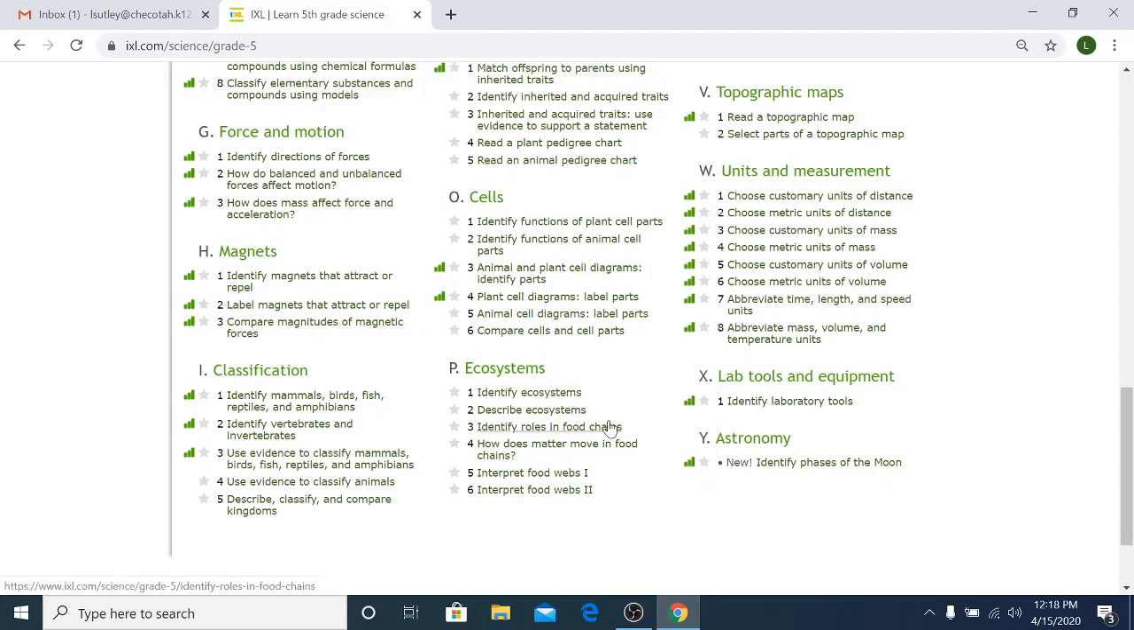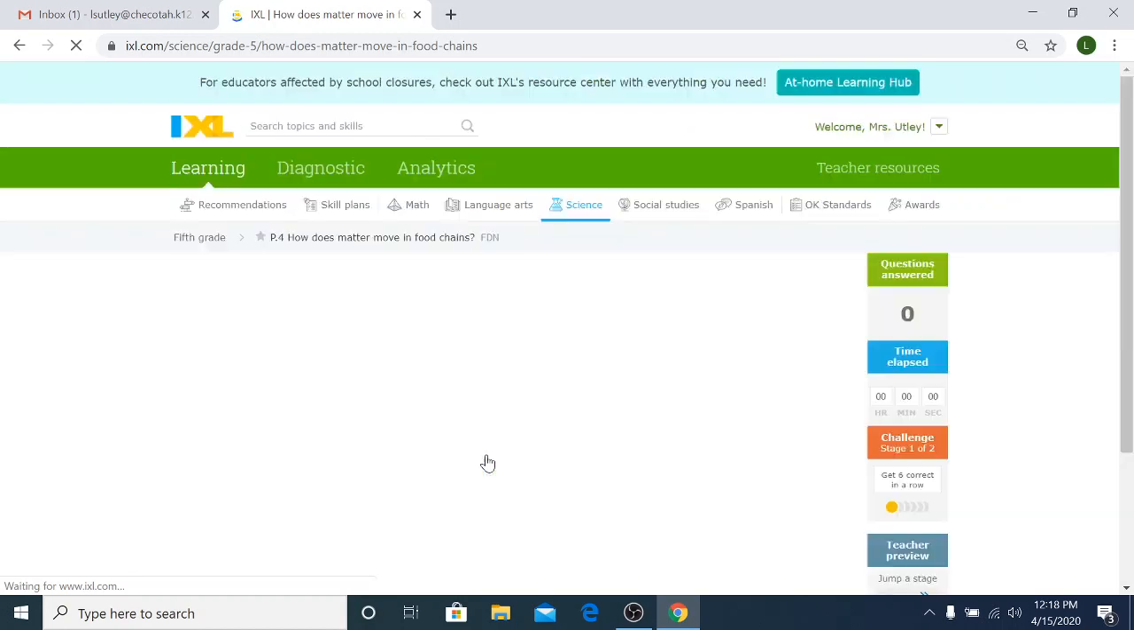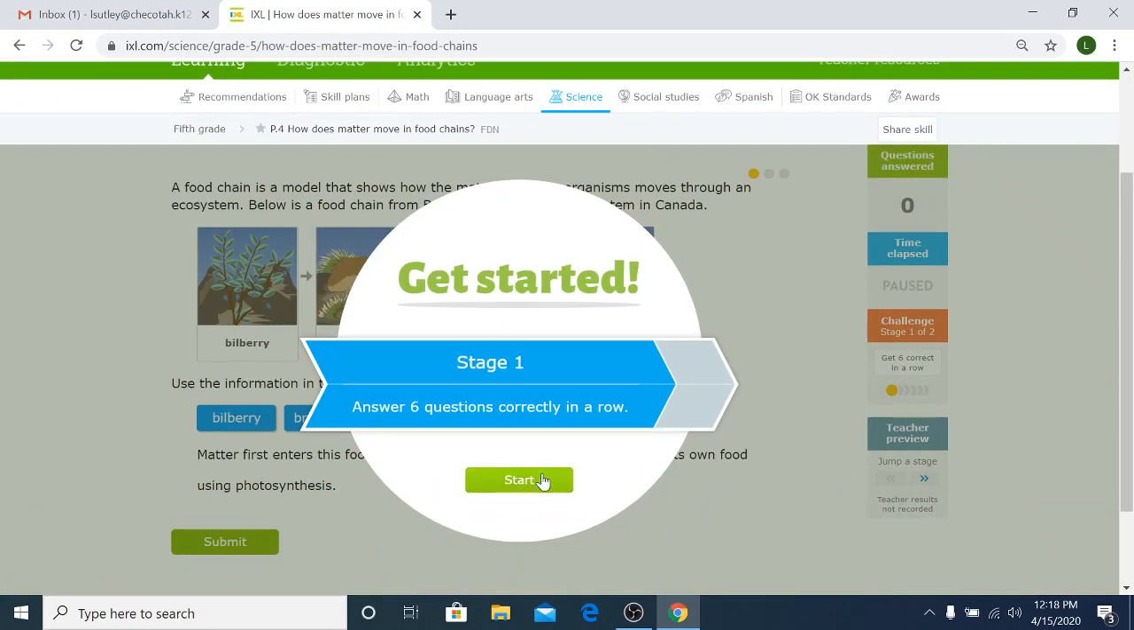Today starts week 5, lesson 1, and today we're going to take a look at how does matter move in food chains. So if you'll join me, I'm now going to switch over to iExcel to review our materials. I'm on Science, 5th grade, Ecosystems, and I'm going to click on 4. How does matter move in food chains?